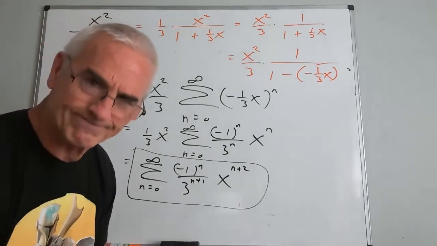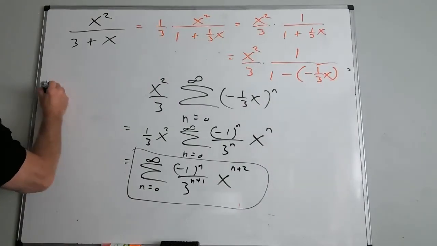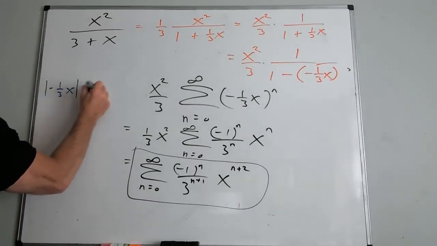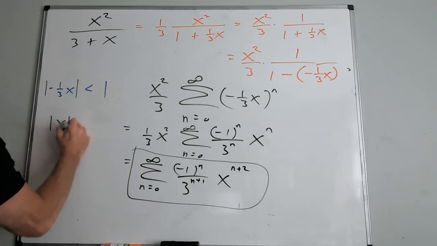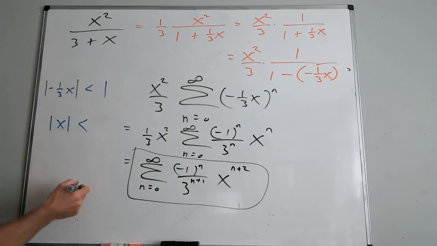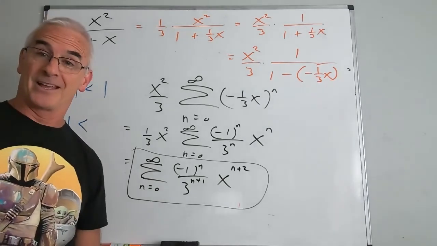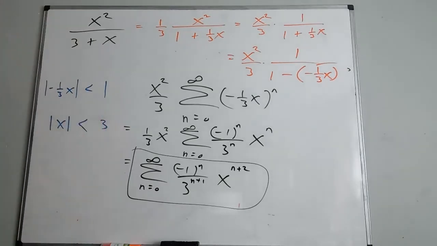Now the disclaimer. This might be a little trickier. What's my disclaimer? That -1/3 x in absolute value must be less than 1. And that's the same as saying the absolute value of x is less than what? -3. Careful, absolute value can't be less than a negative. It's tricky. What's the absolute value of -1/3? 1/3. That negative's inside the absolute value.